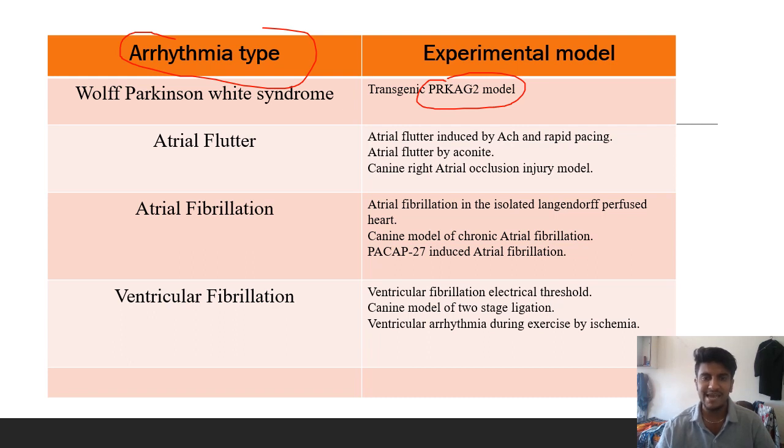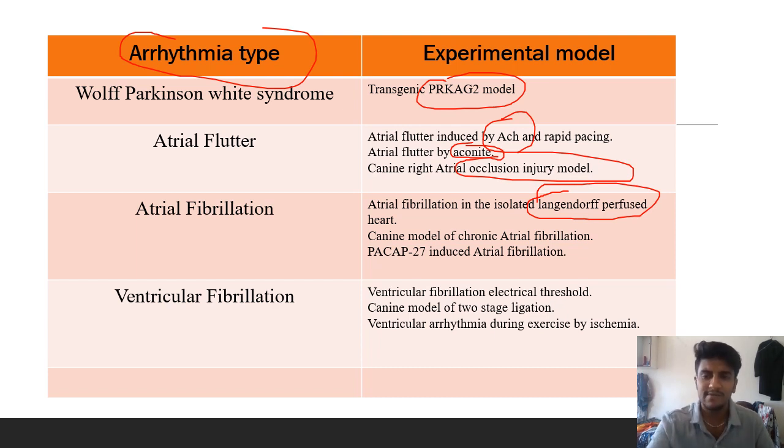In atrial flutter, we have canine occlusion model. We have aconitine induced model. So aconite is widely used, right? Let me know in the comment section, where do we obtain aconite from, and what is Wolfsbane a synonym of aconite? Then we have acetylcholine induced flutter, right? Then fibrillation is basically by Langendorff. It is a retrograde technique whereby there is retrograde perfusion of the heart.